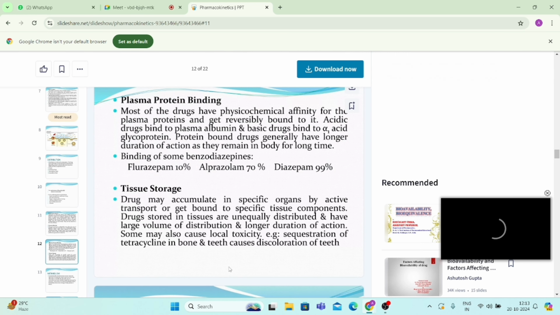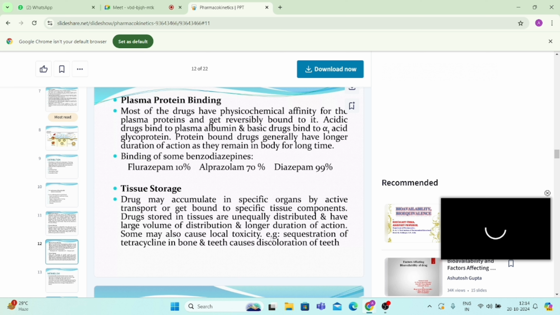Next, coming to the tissue storage. Once a drug is bound to the receptor, it will accumulate for some days. It won't be going anywhere. Why? Because of the unequal distribution of the drug, it will be accumulating somewhere, in the teeth or in some other places of the body.